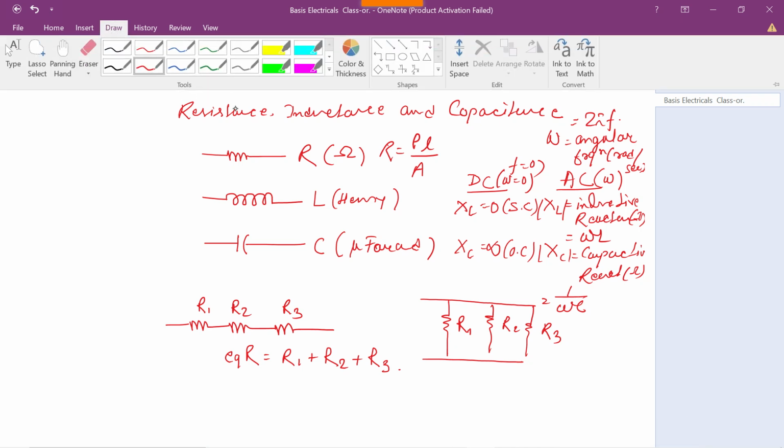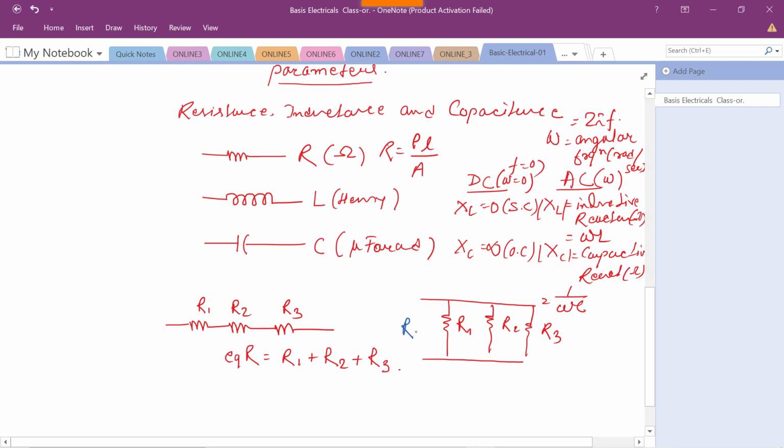Then in this case, 1 by R equivalent is equal to 1 by R1 plus 1 by R2 plus 1 by R3. And this is the procedure to find the resistance in series and parallel.